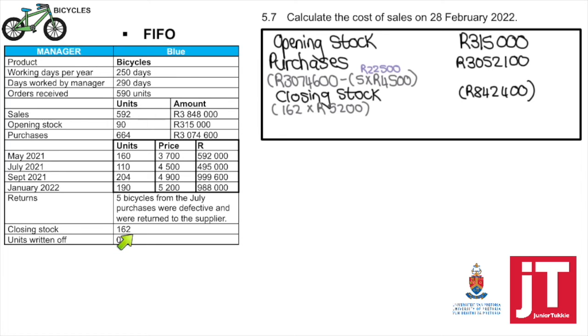Closing stock, 162 bicycles is left over, which means that if we're working with FIFO, we need to look at our most recent purchases. There's 190 units that were purchased in January, which means that all of that 162 is left over from the purchases in January. This is why we're going to times it by 5,200. Now we can calculate our cost of sales.